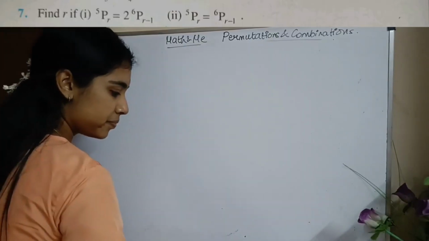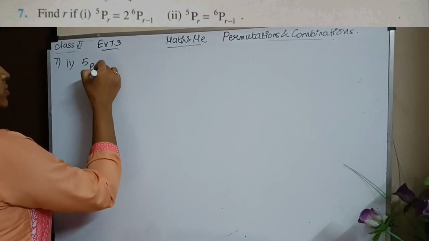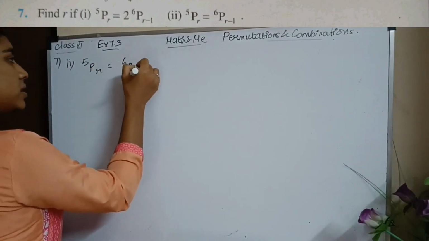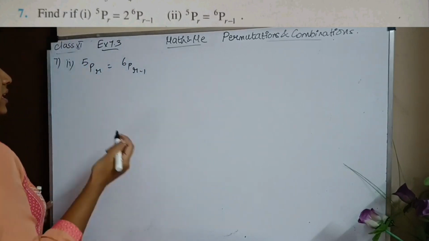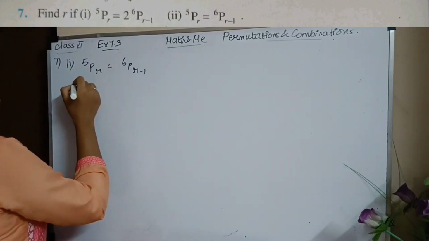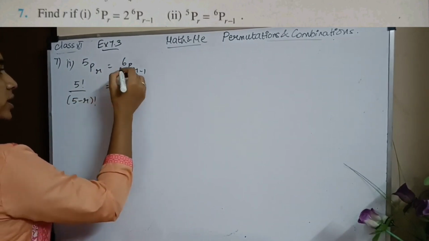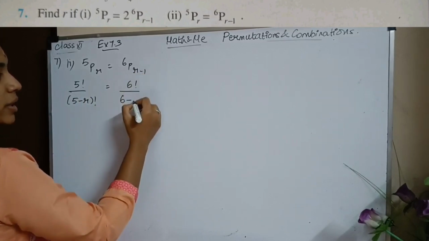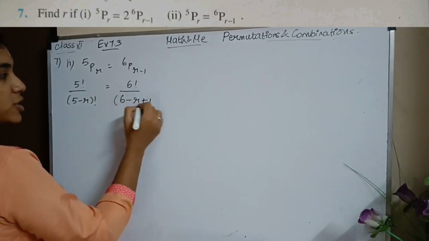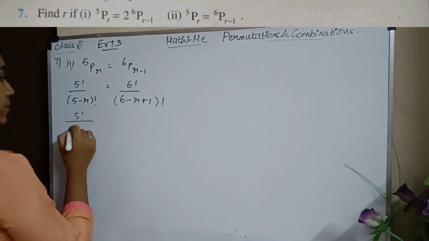Second subsection. 5Pr equals 6P(r minus 1). It is similar to the previous subsection. So 5 factorial divided by (5 minus r) the whole factorial equals 6 factorial divided by (6 minus r minus 1), so it will be (6 minus r plus 1) the whole factorial.